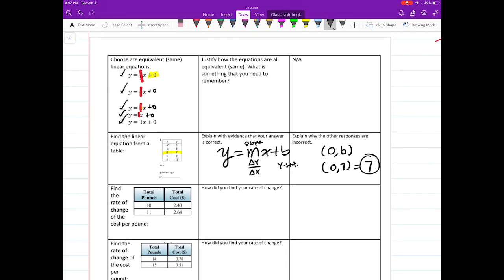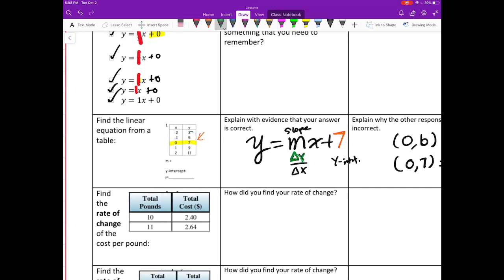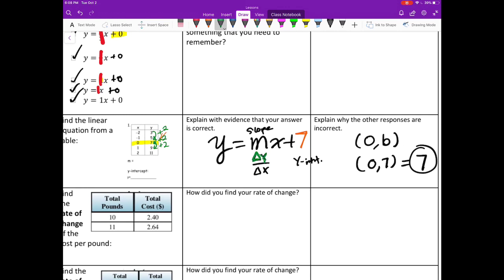Okay, so then for b, it's 7. Now what's your change in y? Go to your y's and find how you are changing. From 3 to 5, what was your change? 2. From 5 to 7, 2. From 7 to 9, 2. So what's your change in y? 2.